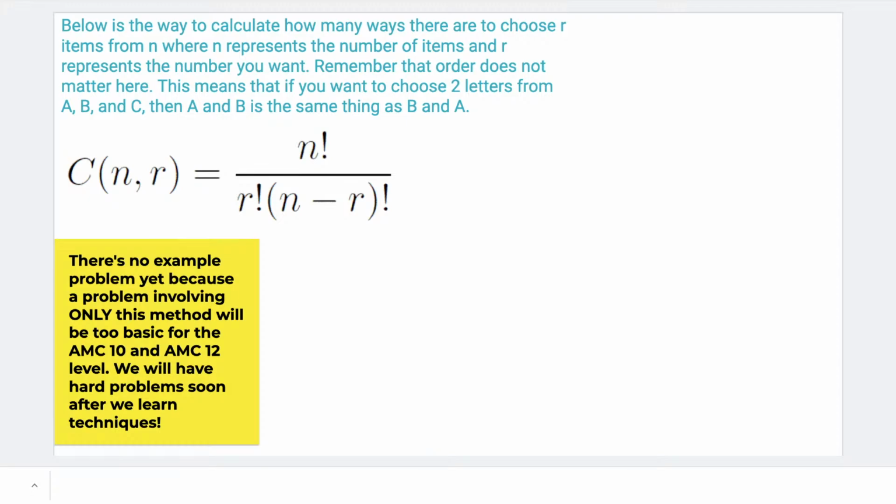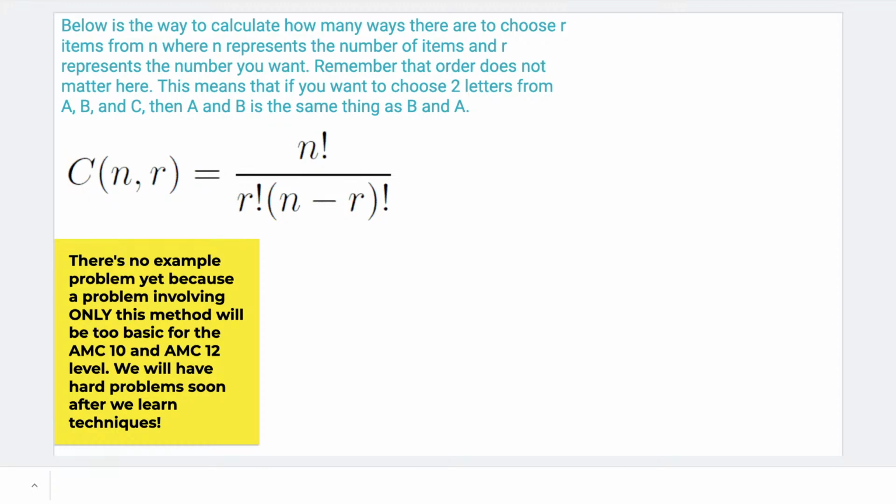So now below is the way to calculate how many ways there are to choose R items from N items, where N represents the number of items and R represents the number of items that you want. There's one thing that you need to remember: the order does not matter here. This means that if you want to choose 2 letters from A, B, and C, then A, B is the same thing as B, A, because order does not matter here. And this is the way you represent it.